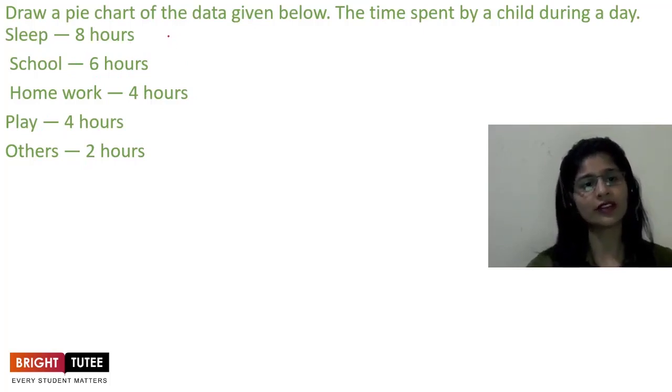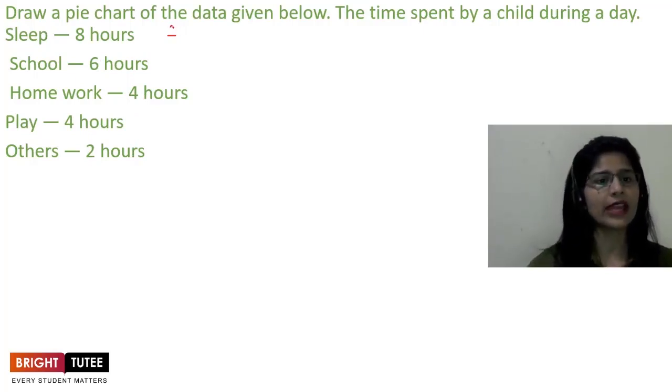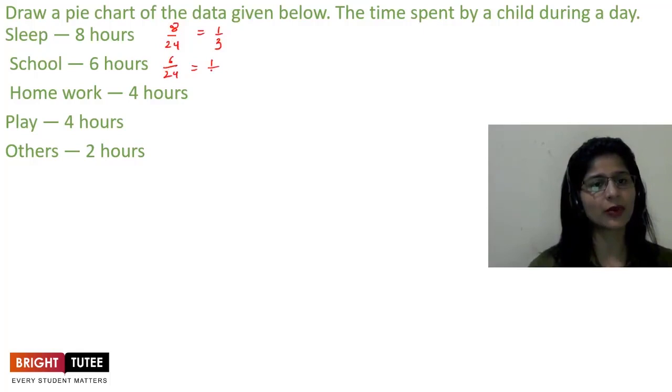So first of all, we will find the fraction. What is the total number of hours that we have? See, 8 plus 6 is 14, plus 4 is 18, plus 4 is 22, and plus 2 is 24. So the total is 24 hours in a day. Now, 8 upon 24 will give us 1 upon 3. This would be the fraction. 6 upon 24 will give us 1 upon 4. Then we have 4 upon 24, 1 upon 6. Then again 4 upon 24, that is again 1 upon 6. And 2 upon 24, that is 1 upon 12.